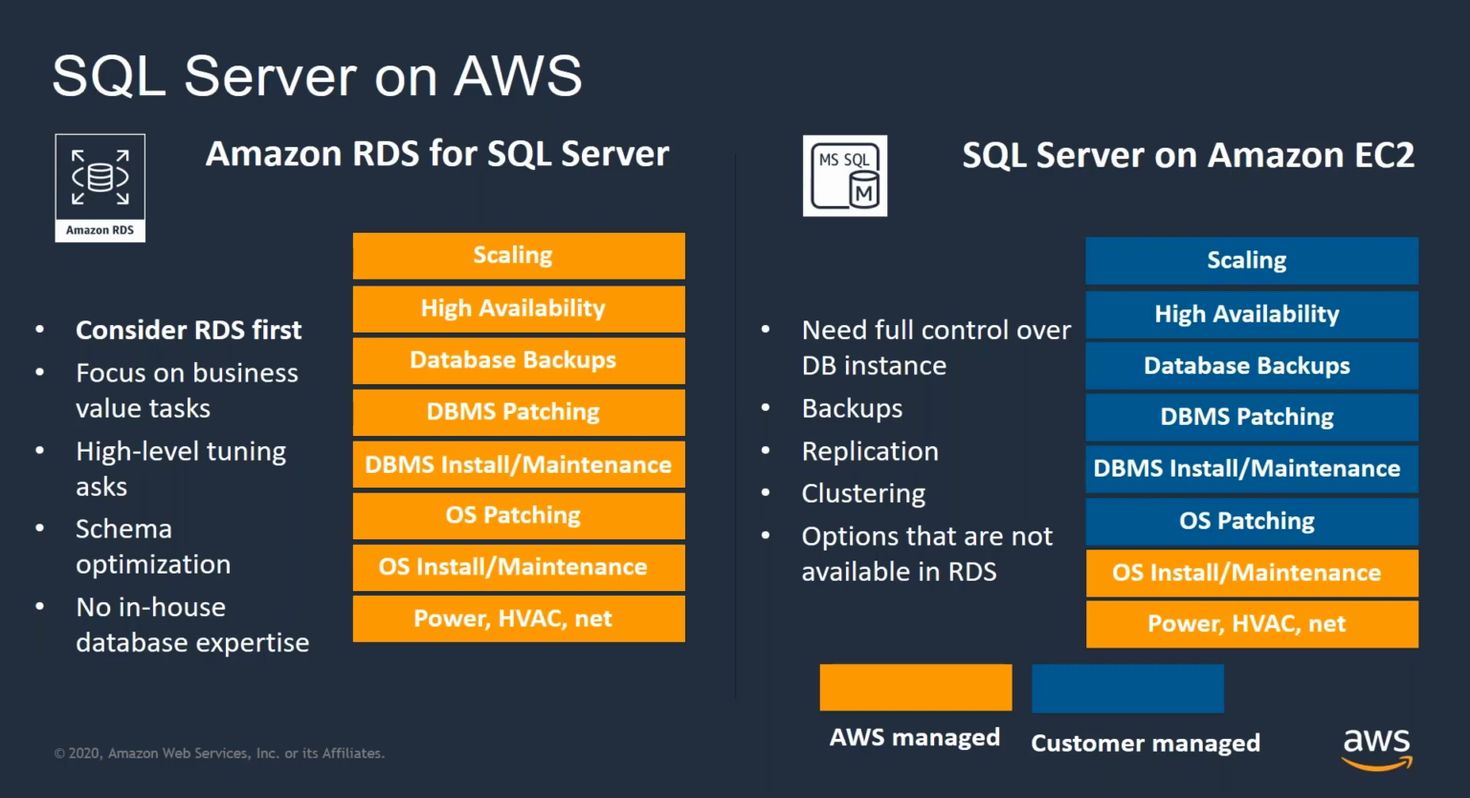I would recommend that you consider RDS first, so that you can focus on business value tasks rather than database tuning and schema optimization, freeing up your DBAs to focus less on maintenance. I would recommend SQL Server on EC2 if you need full control over every aspect of SQL Server, including backups, replication, clustering, or if there is some application requirement, like you want to run on SQL because of some data residency issue.